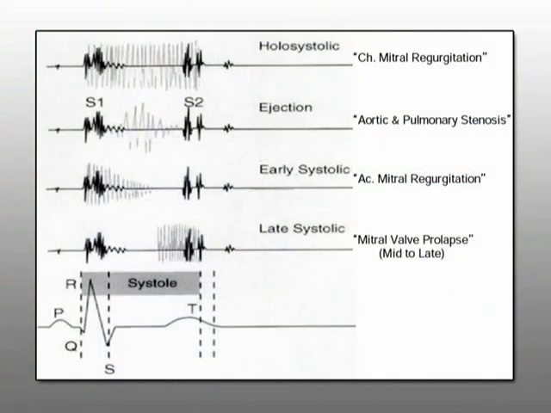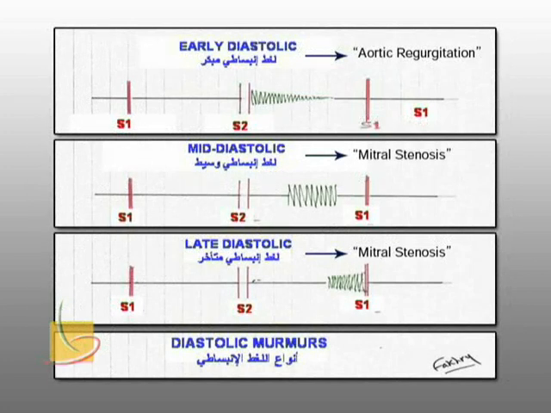And under systolic murmur, we may appreciate several types of systolic murmurs, like pan-systolic murmur in cases of mitral regurgitation. This is in chronic mitral regurgitation. Early systolic murmur in cases of acute mitral regurgitation. And ejection systolic murmur in cases of aortic stenosis and pulmonary stenosis. If we come to diastolic murmur, it may be early diastolic murmur in cases of aortic regurgitation.